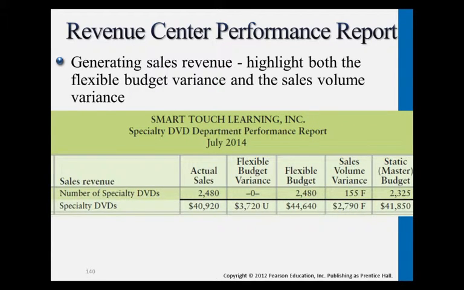the revenue center performance report. So how is this going to look? We'll be generating our sales revenue, and we'll look at the specialty DVD department performance report. What did we say? We said that our revenue center reports are going to look at the flexible budget and the actual, by comparing actual sales and the static master budget, right? So we're looking at the flexible budget variance and the sales volume variance. We have the number of specialty DVDs, and we're calculating our sales revenue. For the actual sales, we have the flexible budget and the static budget, and we're comparing the three.